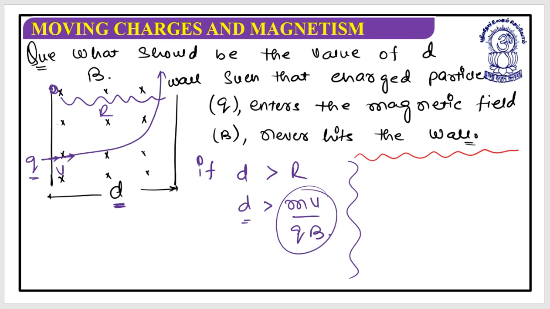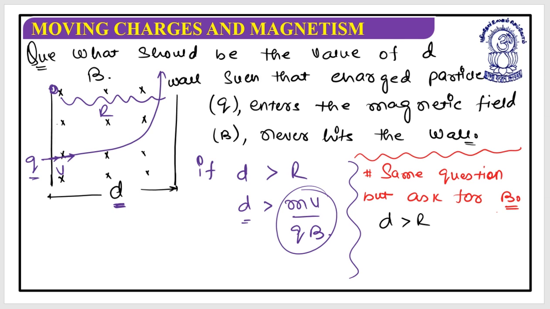It is a different question altogether. Yes, but the same situation. They ask the same question, but ask for the magnetic field B. They said, what should be the value of the magnetic field such that the charged particle Q, entering the magnetic field B, never hits the wall? So what you need to do is, the condition remains the same.